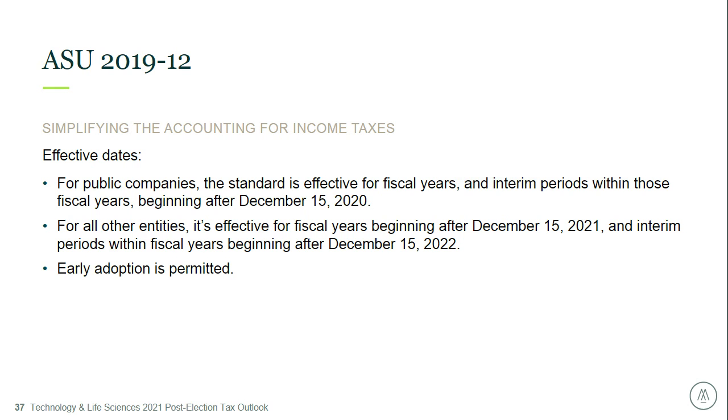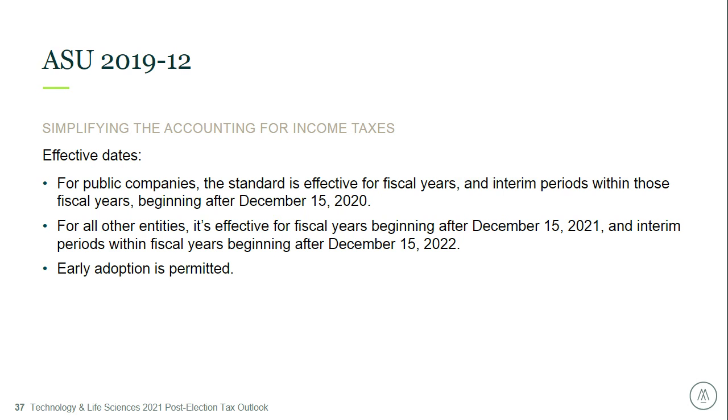period of adoption. For all other entities, ASU 2019-12 will be effective for fiscal years beginning after December 15th, 2021. So that means for calendar year-end companies, that's December 31st, 2022. And for quarters in fiscal years beginning after December 15th, 2022, so for calendar year-end companies, that's quarters within December 31st, 2023.